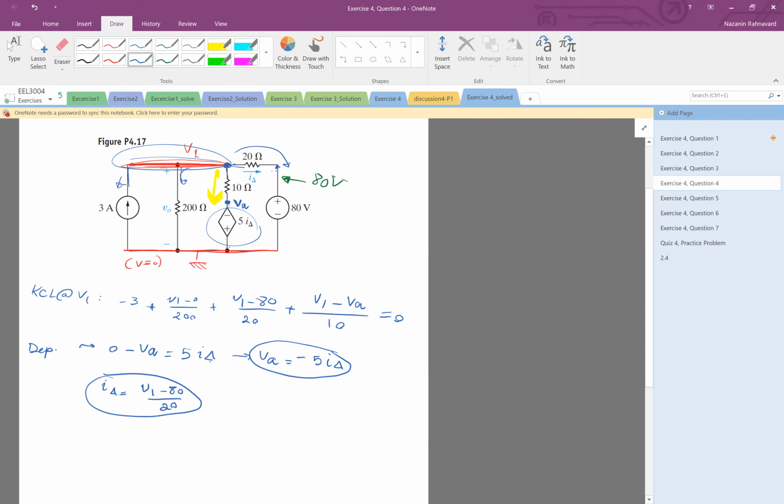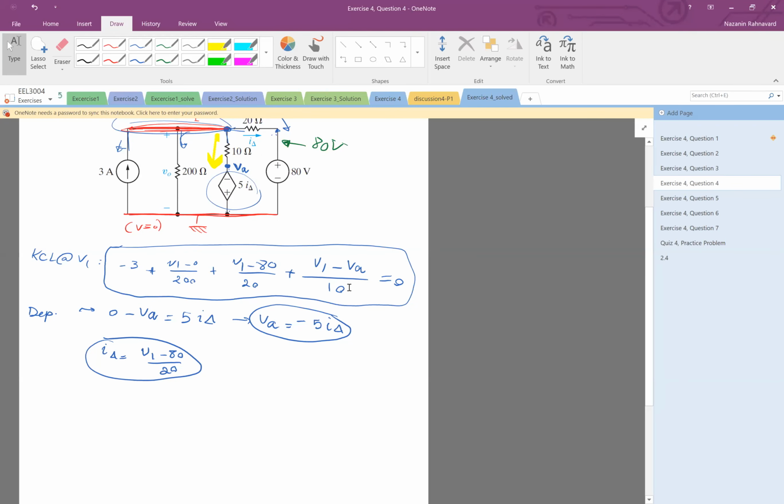So I delta, I can replace it here. And then we have VA, replace it here. And there's only one unknown, which is V1. We can easily find V1. So let's do that. So our main equation is this, the KCL.